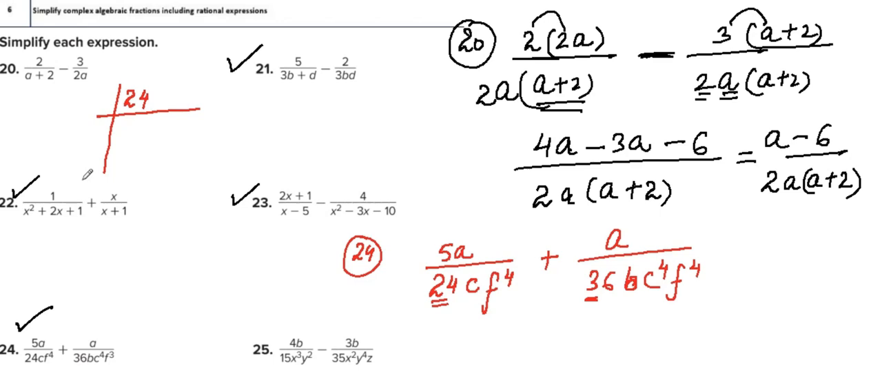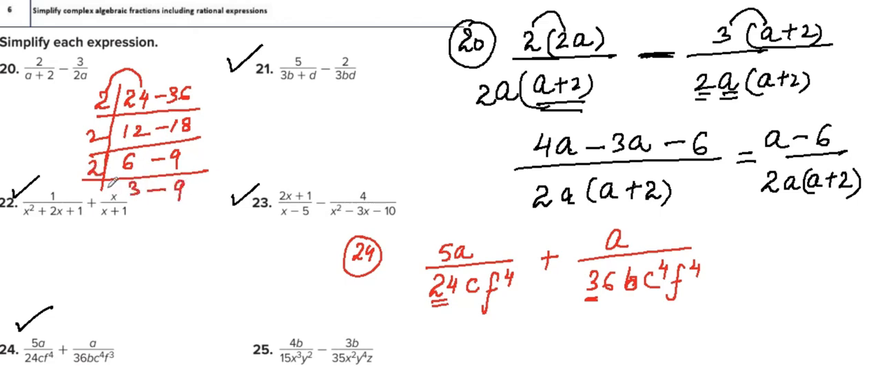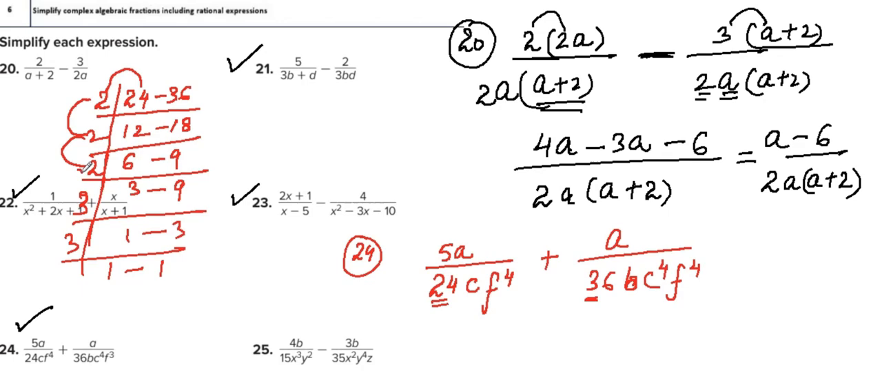and 36. Start with the prime number 2: 12, 18. We are dividing by 2. Now again with 2: 12 divided by 2 is 6, 18 divided by 2 is 9. Then again with 2: 6 divided by 2 is 3, 9 you cannot divide with 2. Then with 3: 3 divided by 3 is 1, 3. Then again with 3, 1 as it is, 3 divided by 3 is 1. So 2 into 2, 4, 4 into 2, 8, 8 into 3, 24, 24 into 3, 72.